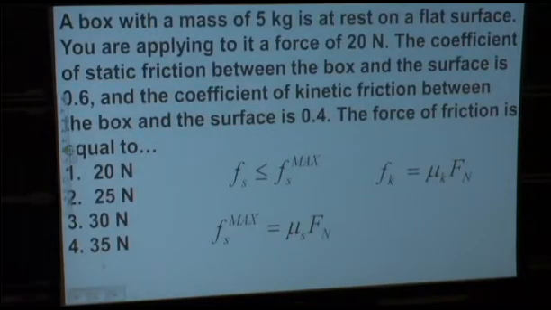So now, what do we do now? Now we are applying, okay, same object, same box, same surface, and we're applying the force which is equal to 20 newtons. So, please, tell me, what is the magnitude of the force of friction acting on this box?